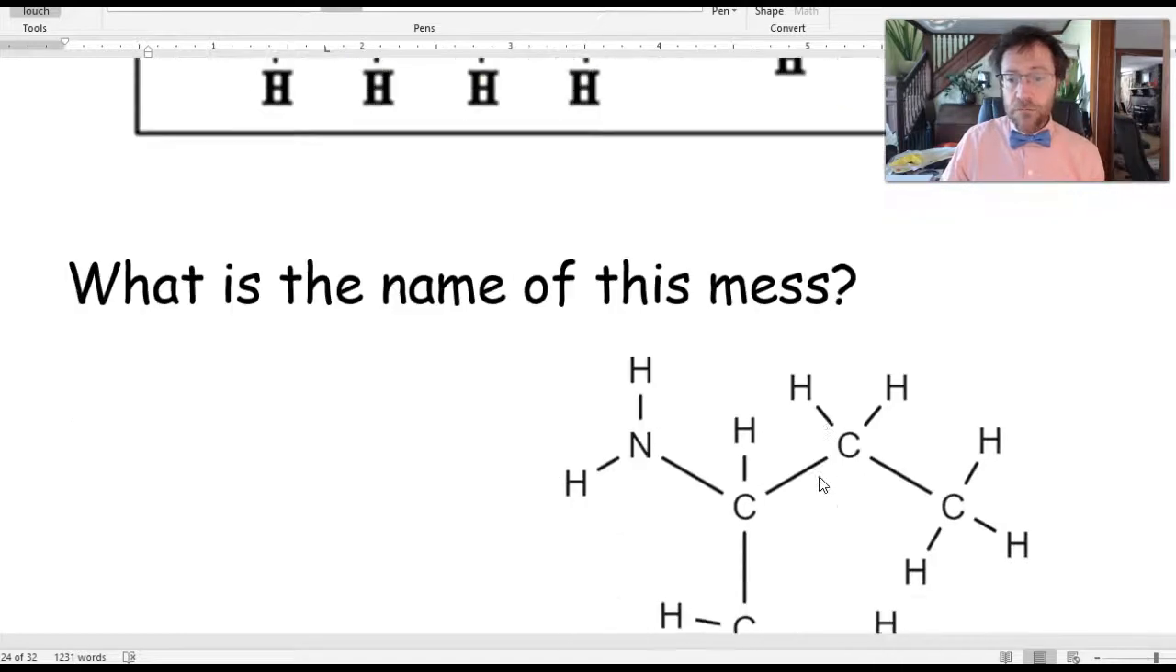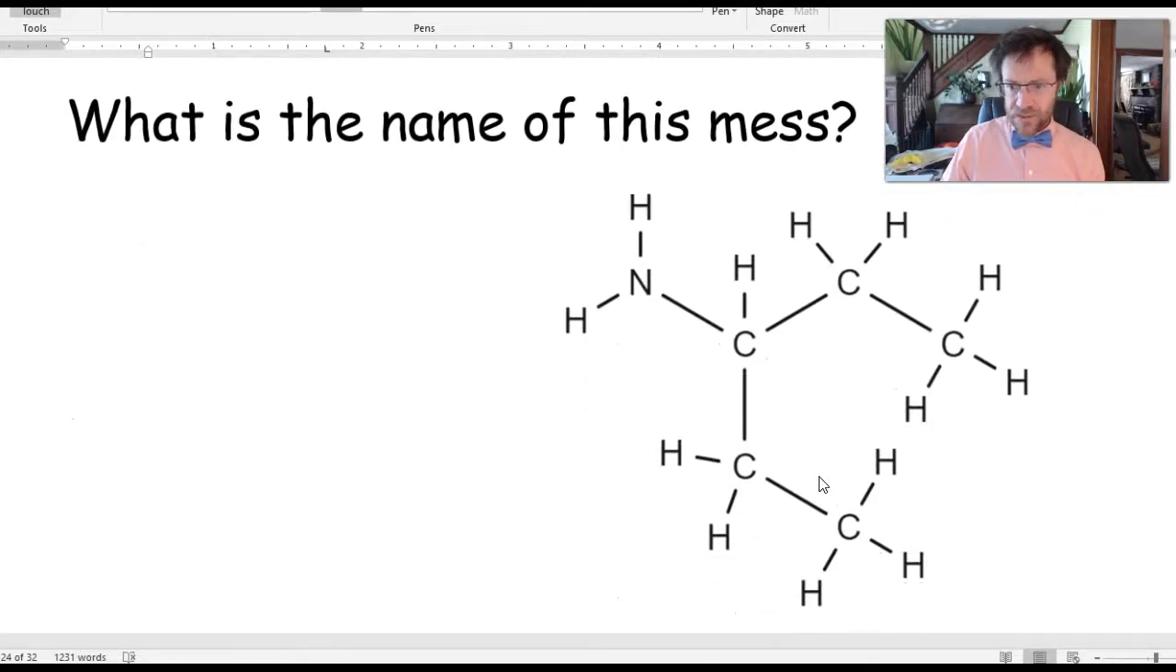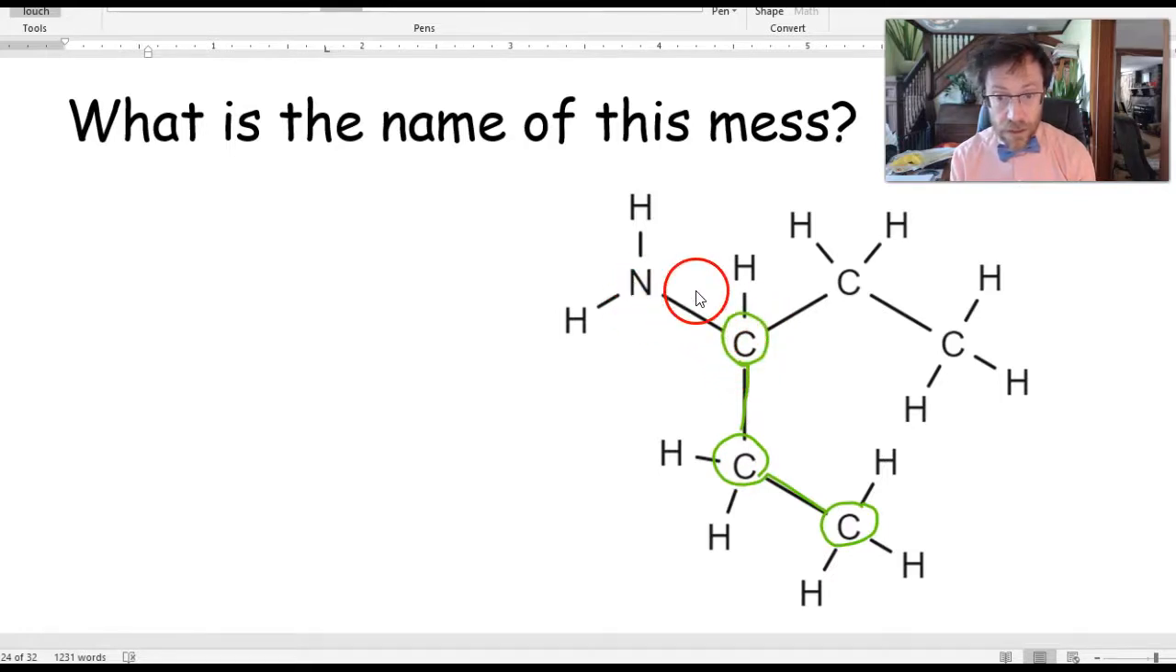So how would we name this mess? All right, I'll tell you what we do. First I'm going to try to find the longest consecutive sequence of carbons. And so I've got 1, 2, 3, not a carbon, not a carbon, not a carbon. Okay, over here. Not a carbon. All right, okay, that's it.